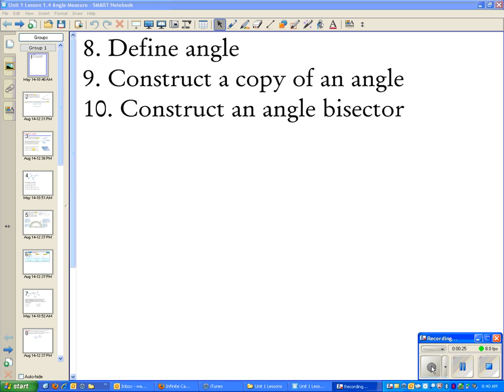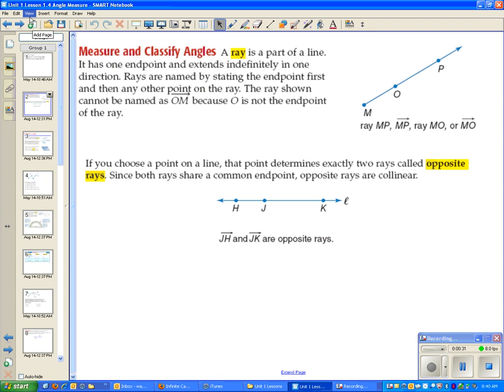First, let's work on this definition of an angle. Before we can define angle, we have to define some other things. Now, these other things are not learning targets. These are words, terms, definitions you need to know. Okay? So, a ray is a part of a line. It has one end point and extends indefinitely in one direction.